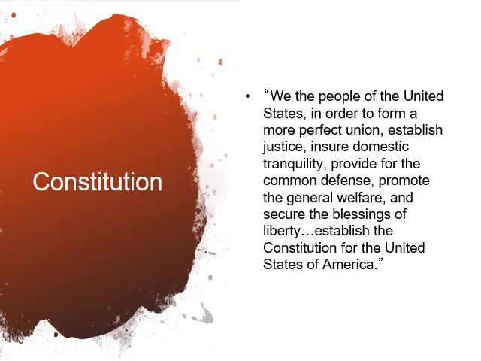These are the words they write at a convention in 1787 to begin this new government: "We the people of the United States, in order to form a more perfect union, establish justice, ensure domestic tranquility, provide for the common defense, promote the general welfare, and secure the blessings of liberty, establish this Constitution for the United States of America."